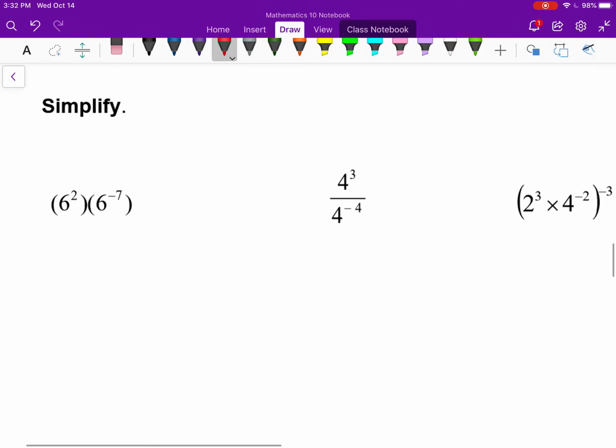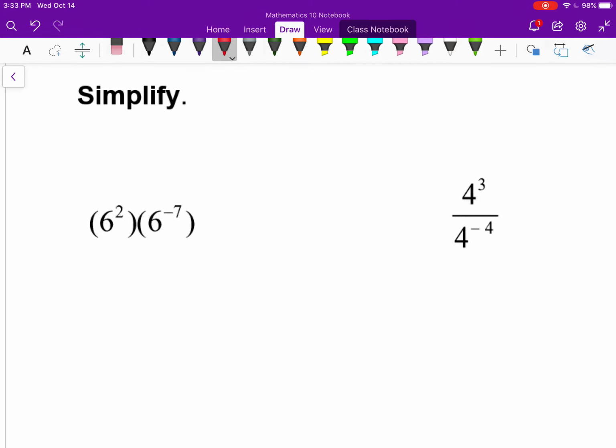Okay, so I got 6 here. I'll do these one at a time. So this time I want to simplify, which means I'm not asking us to evaluate and get some number. I just want to write it in a simpler form. Okay, and sometimes there's more than one final answer. That's kind of considered simplest.